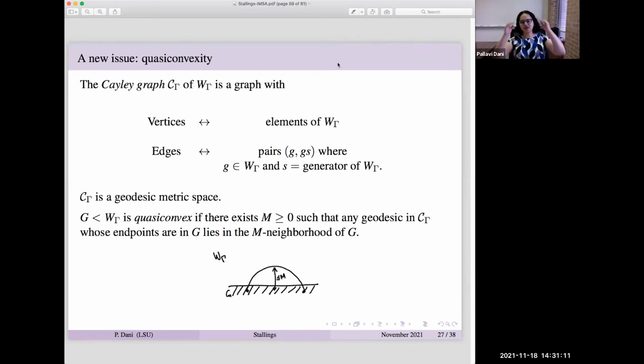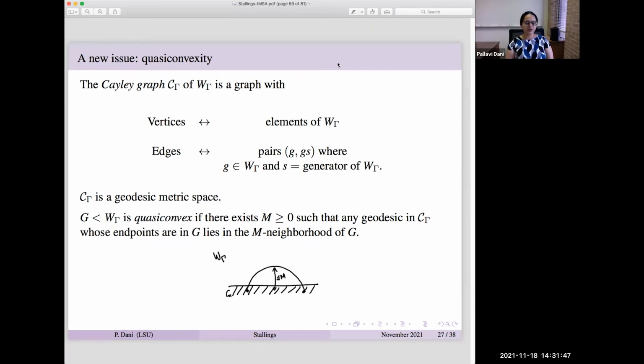So quasi-convexity is a property of the subgroup, and we'll see in a minute that the completion detects quasi-convexity. And then later on, I'll get to how to determine whether the subgroup is finite index, which I'll also spend some time on. But I wanted to start with quasi-convexity because it's a really nice application of completions.